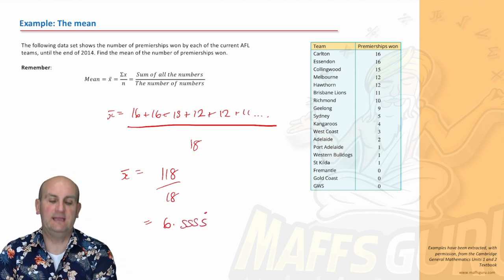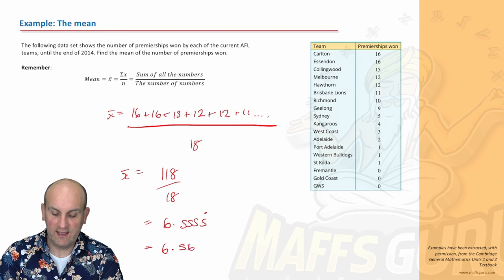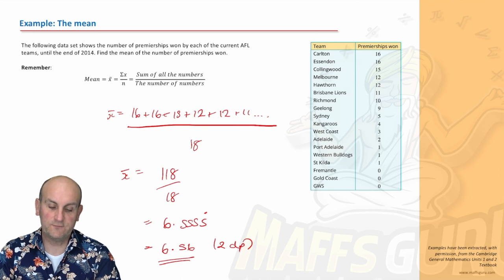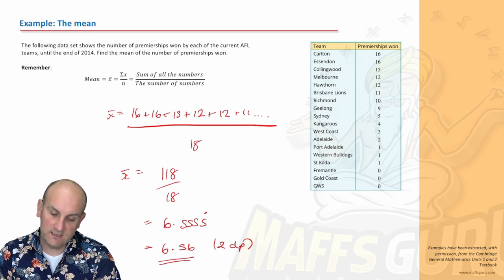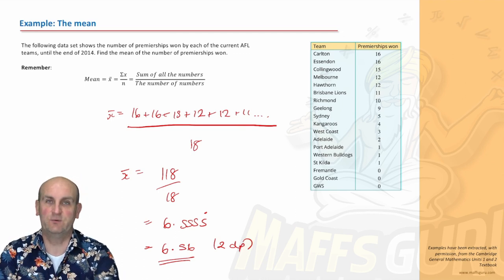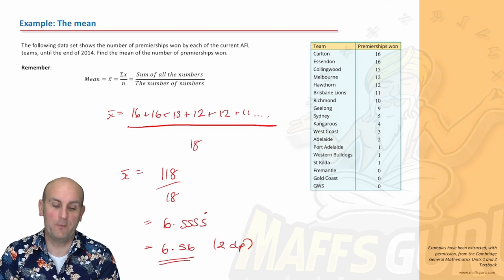Now, in many cases, you're going to round this to a certain number of decimal points. I'm going to round this to two decimal places to say 6.56, and I'm going to put in brackets 2dp just so the examiner knows I've rounded. If I've done that incorrectly, please let me know, because I may have made a mistake. But I think it's 6.56. How do you know how many decimal places to round to? Again, the exam will tell you.